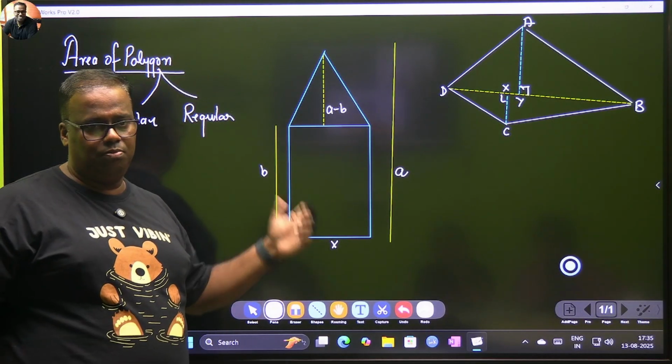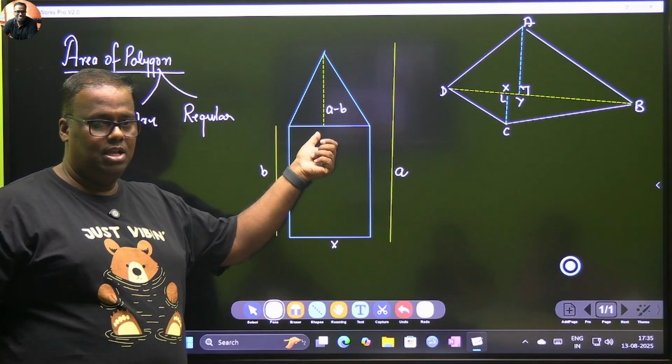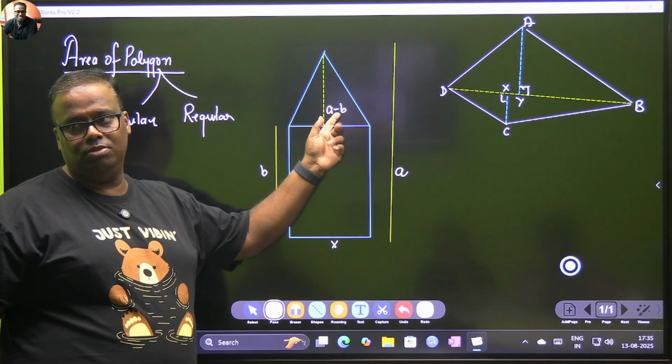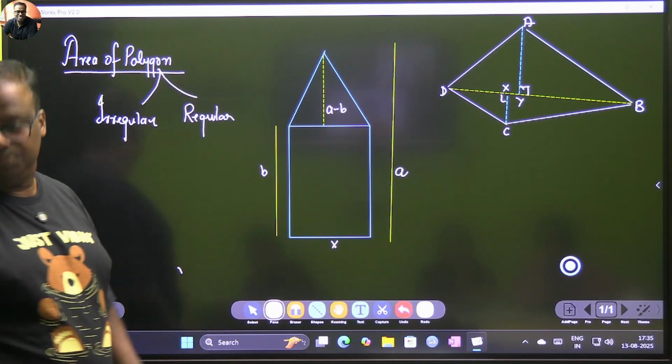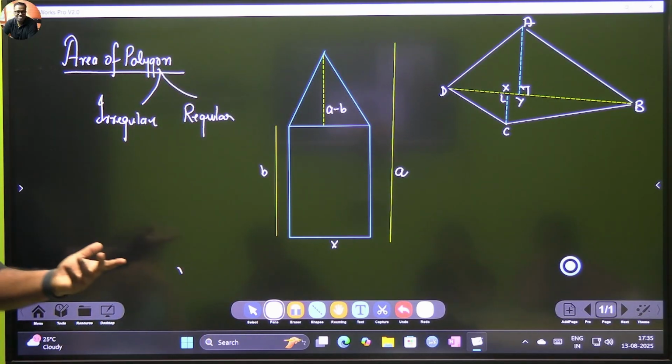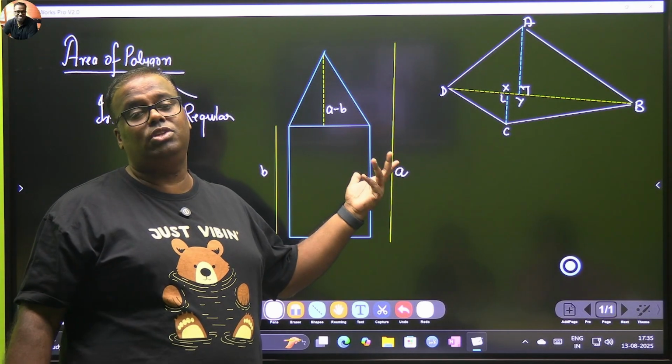B into X will give me the area of the rectangular portion, and half into X multiplied by (A minus B) will give me the area of the triangle. Are you able to understand? Now, you're supposed to add them. Now, it need not be that the shapes should be only two. There can be three shapes also.